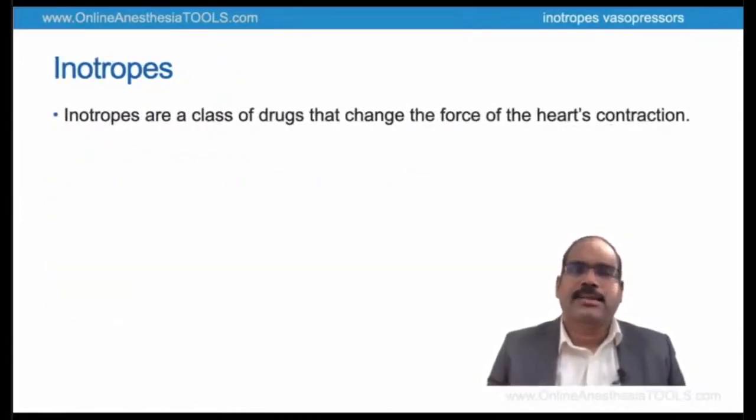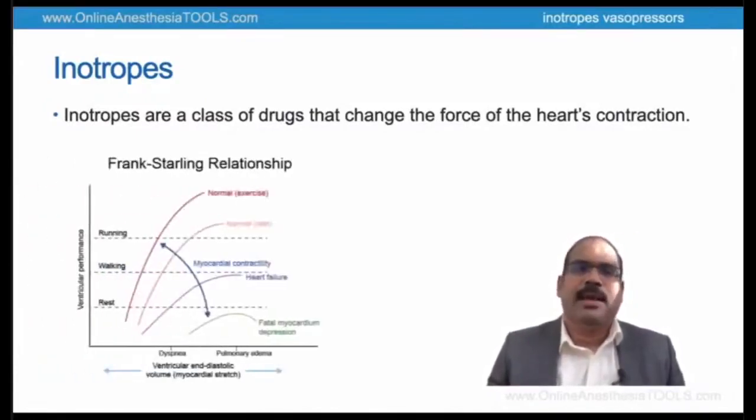Inotropes are a class of drugs that change the force of the heart's contraction. They augment cardiac contractility and shift the Frank-Starling curve in an upward and leftward direction so that stroke work and cardiac output at any given filling pressure are increased. Although this occurs at the expense of increased myocardial oxygen consumption, severe hypotension compromises myocardial perfusion markedly.